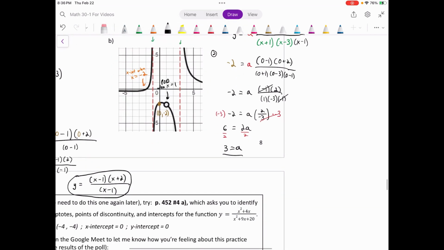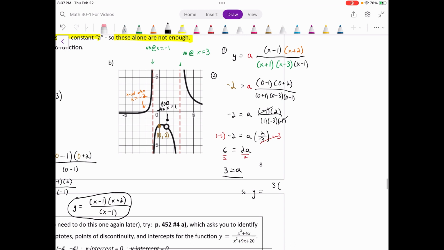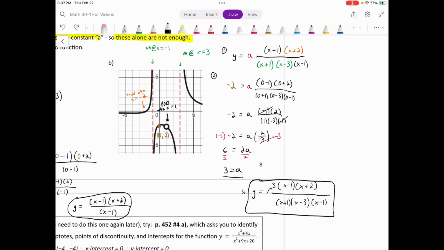So we can write the equation. Y must equal 3 times, we can even put that 3 up in the numerator. You'll often see it done that way. 3 times x minus 1 times x plus 2 over x plus 1 times x minus 3 times x minus 1. And there we go. There's the equation. Again, I just decided to put the 3 up there for that one. You could definitely have left the 3 there. It just looks a little cleaner, I think, when we put it up there. Remember, this is the same as 3 over 1 times all that stuff. That's why I'm able to just put the 3 up in the numerator if I want to.